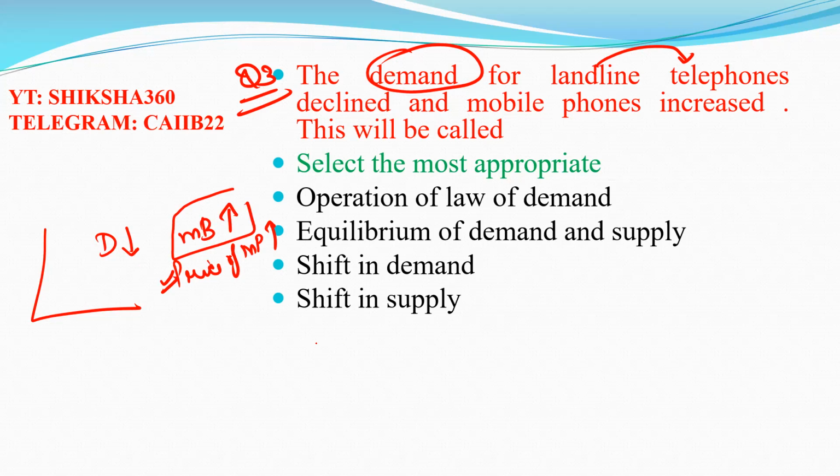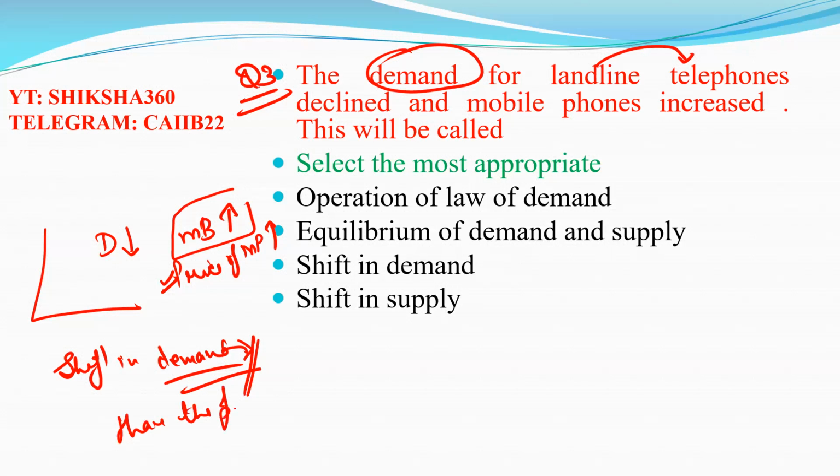So here there is a shift in demand. A shift in demand is a situation where quantity demanded changes as a result of changes in other factors, that is, due to changes in factors other than the price.